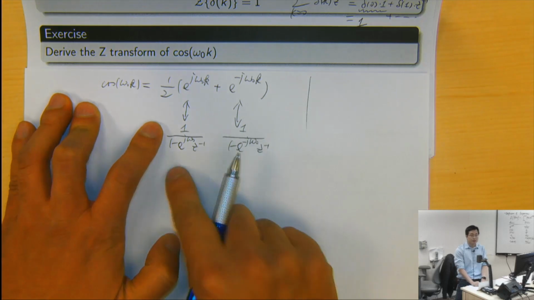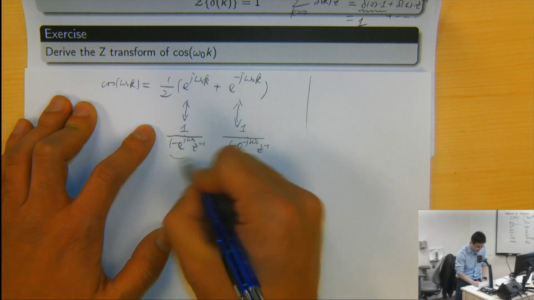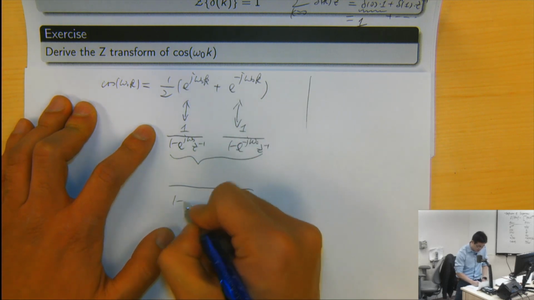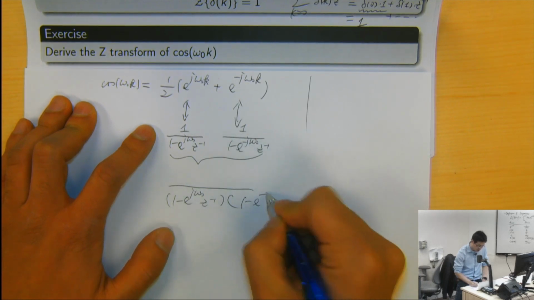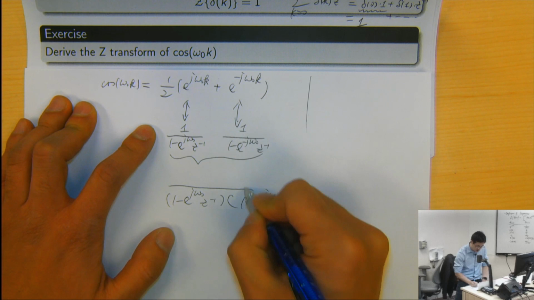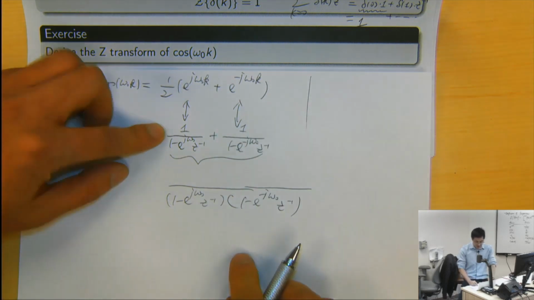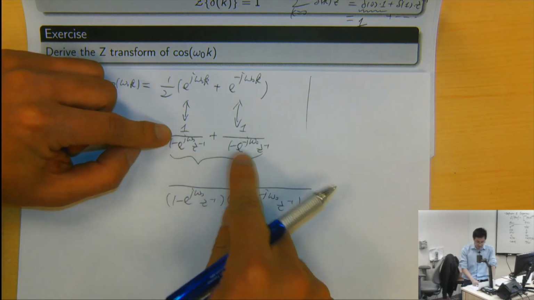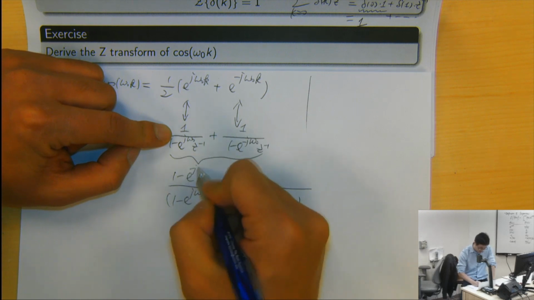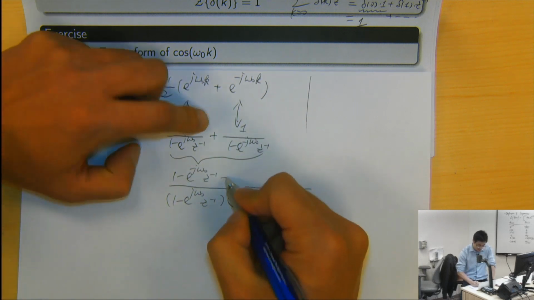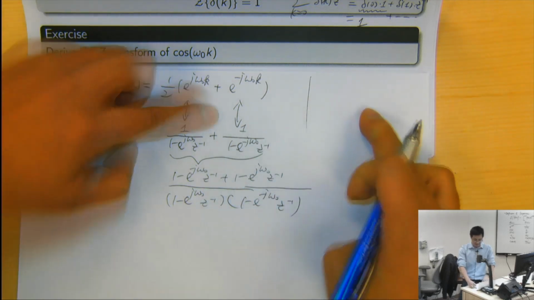These are just manipulation of algebraic equations in the Z domain, right? Addition, multiplication, easy. Is 1 minus e^(j omega 0) z^(-1), 1 minus e^(-j omega 0) z^(-1) in the numerator, so this is plus. In the numerator, for the first term, is 1 minus e^(-j omega 0) z^(-1), and then add 1 minus e^(j omega 0) z^(-1).